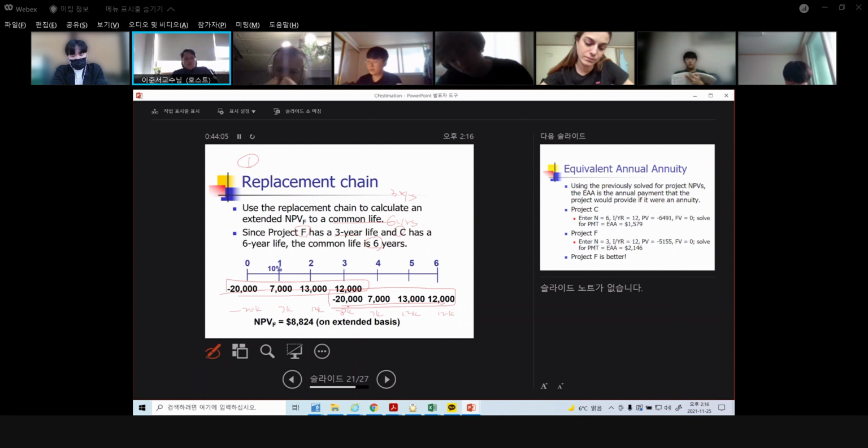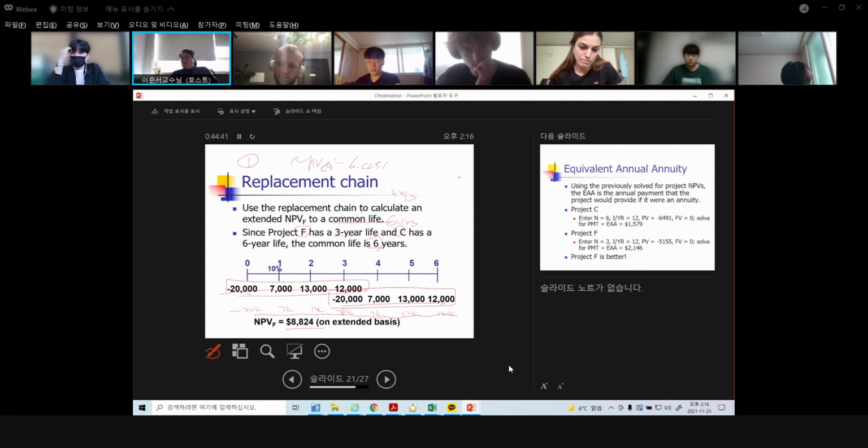Then with this kind of cash flow stream, if we calculate the present value, the present value for project F is now 8,824 on an extended basis. Now, if we compare the net present value for project F and the net present value of project C, the net present value of project C is 6,491. Now, which one is better? Project C or project F?